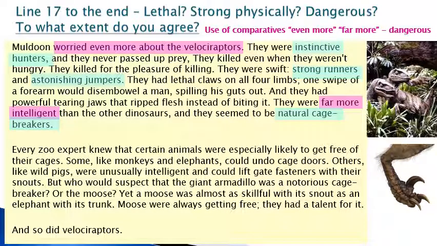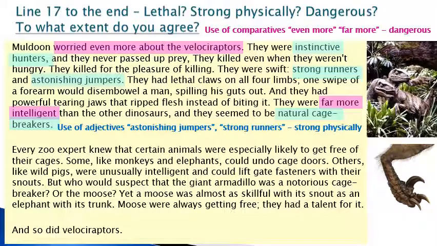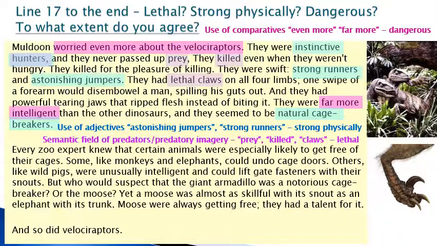You could look at instinctive hunters, astonishing jumpers, strong runners, natural cage breakers. There's a pattern of pre-modification here, pre-modifiers using adjectives, and all of these emphasize their physical strength, their physical adaptations, their instincts, their power, their speed. You might identify a semantic field: hunters, prey, killed, lethal claws. A semantic field of predators or predatory imagery. All of these show their lethal potential, their potential as killers.